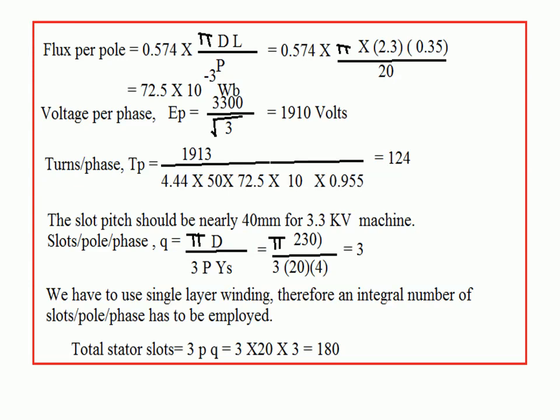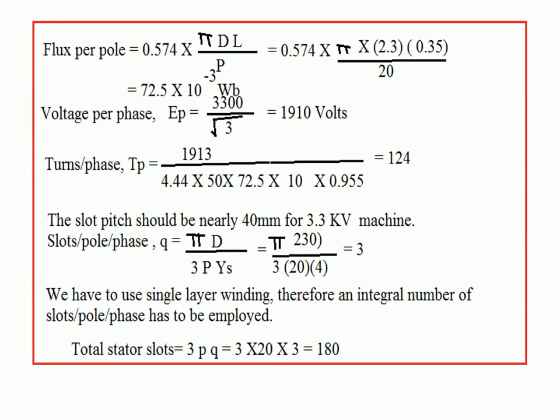After knowing the average value of flux density, you can go for the flux per pole. That should be B average into pi D L by P. We are going to get around 72.5 into 10 to the power of minus 3 Weber.